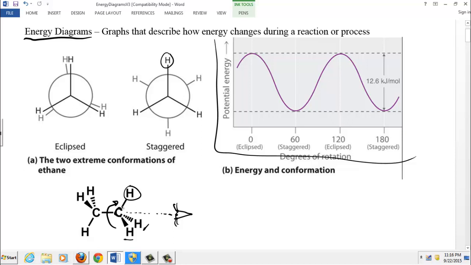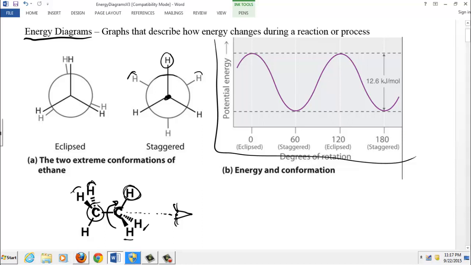And so this carbon right here is this dot in the middle, and the carbon in the back, let's circle it, that's the circle. Okay, and so you can see here that this hydrogen is set in between these two hydrogens, and that's the most stable conformation, the most stable shape of ethane.